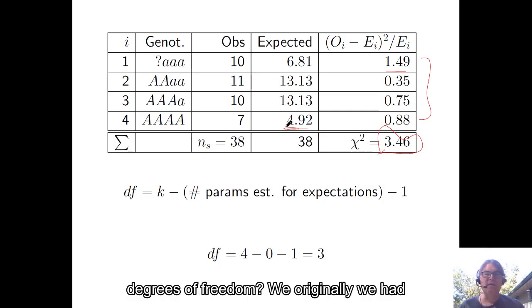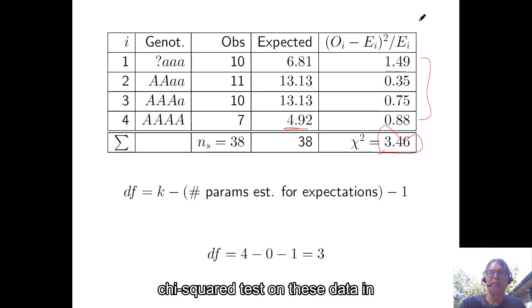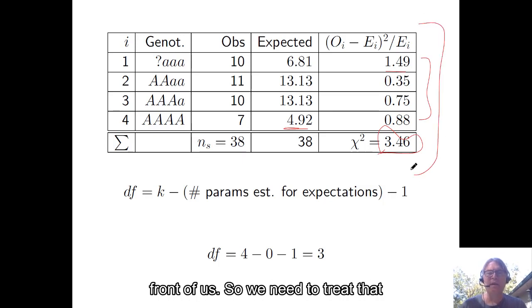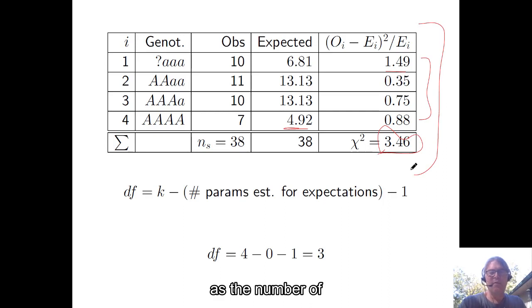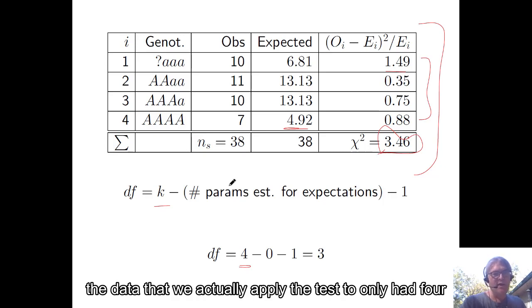How do we calculate the degrees of freedom? Well, originally we had 5 data types, but we're doing the chi-squared test on these data in front of us, so we need to treat the number of categories as 4, not 5, because the data that we actually applied the test to only had 4 categories.